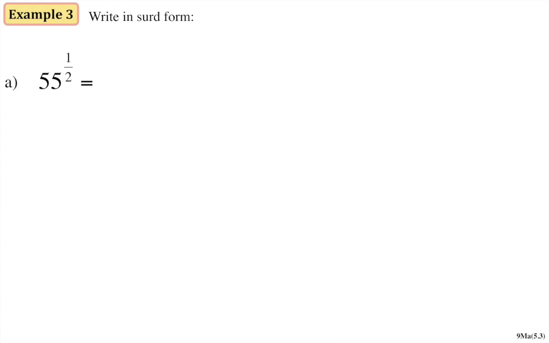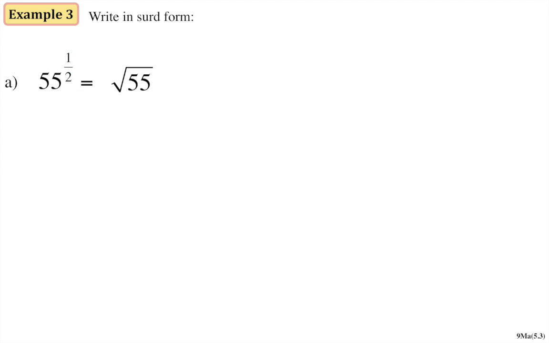Now, this question says to write it in surd form. Well, remember, 55 to the power of a half. As soon as you see a power that is a fraction, you know you've got a surd. We've got 55. What's sitting on the seat out the front? Your bottom sits on the seat, so it's a 2. And so you get the square root of 55.